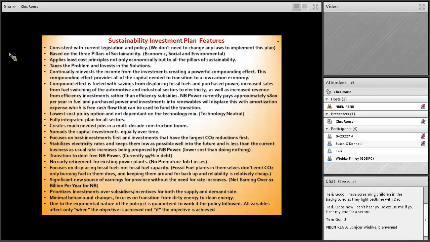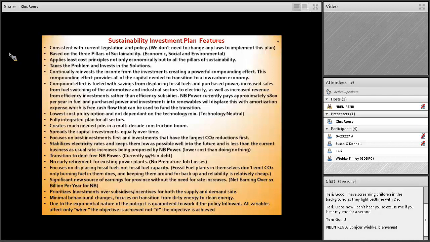It will stabilize our electricity rates and keep them as low as possible well into the future, and is less than current business as usual rates being proposed by NB Power. So this is actually lower cost than doing nothing. It will transition NB Power to be debt-free, which we're currently about 95% in debt for all the stuff that we own. We owe 95% of that as debt. There's no early retirement for existing power plants, meaning that we don't have to worry about people losing their jobs.